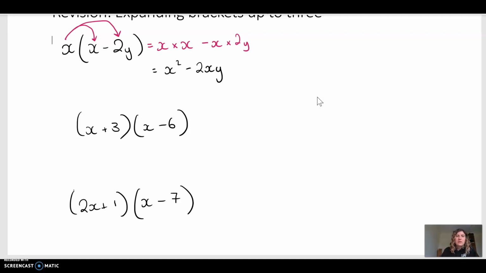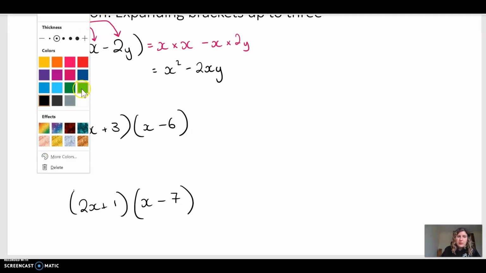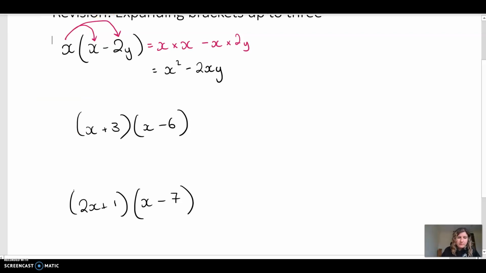Okay, now, second one. This one's a little bit trickier. So exactly the same process. So you multiply everything in the first bracket with everything from the second bracket. Now, I do not want you to try and do this just by inspection and just by looking at it. You might be able to get away with that for the one above, but once you get to double brackets, you really can't do that anymore because you will miss out terms.